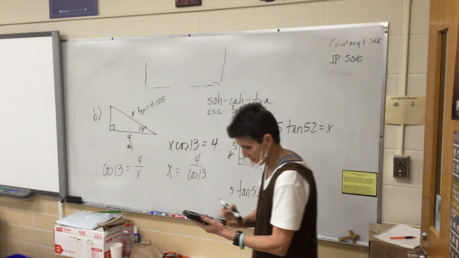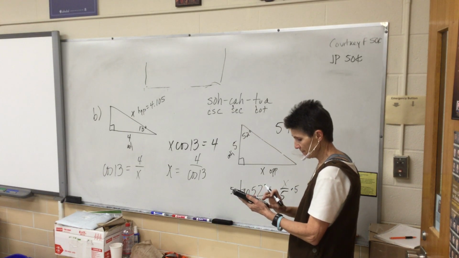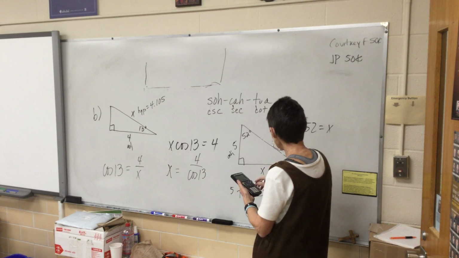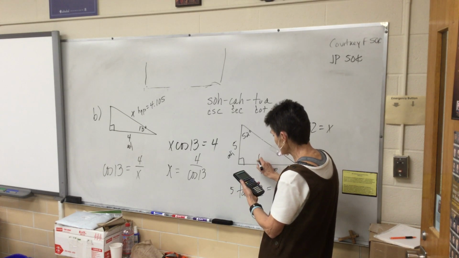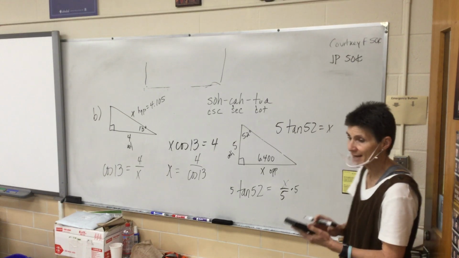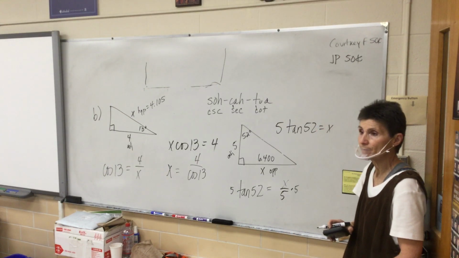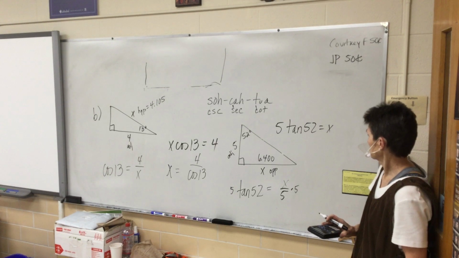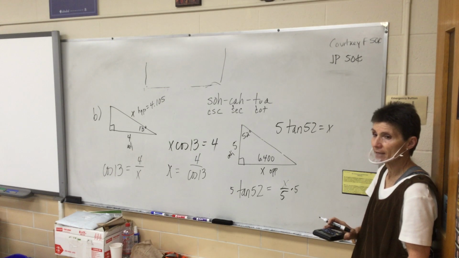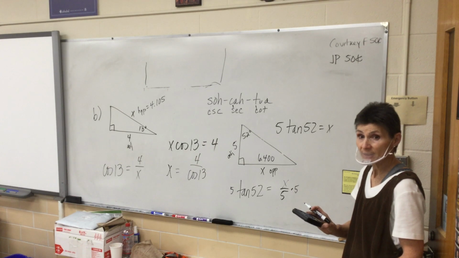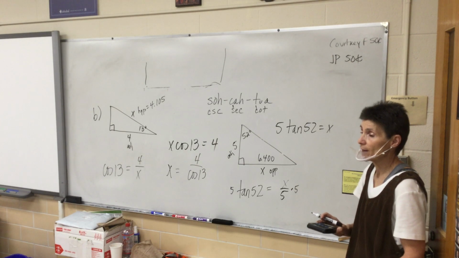So 5, oops, turn it on. 5 tan 52. And this is another weird rounding. I got 6.400 because the 399 gets rounded up to 400. Did you get 6.3997? Yeah, that's going to round to 400.